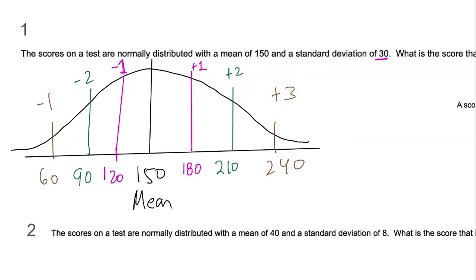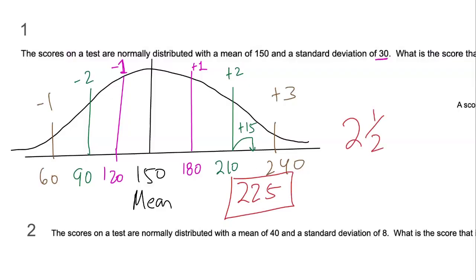So to determine what 2.5 standard deviations to the right is, well, if 1 regular standard deviation is 30, I only have to go by 1/2. So that means 210 plus 15 would be exactly as Nat suggested. It would be 220, no, 225. Yeah. So that is 2.5 standard deviations.